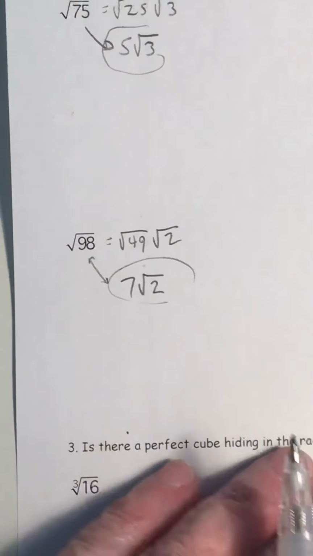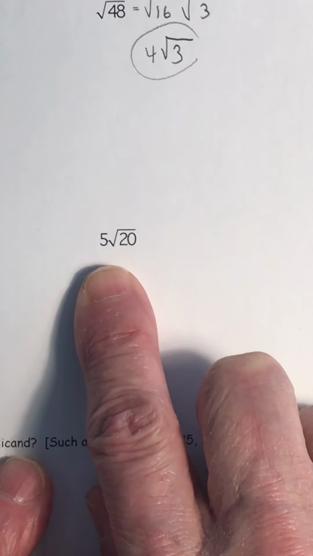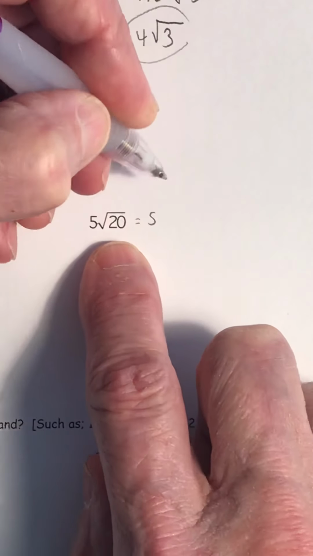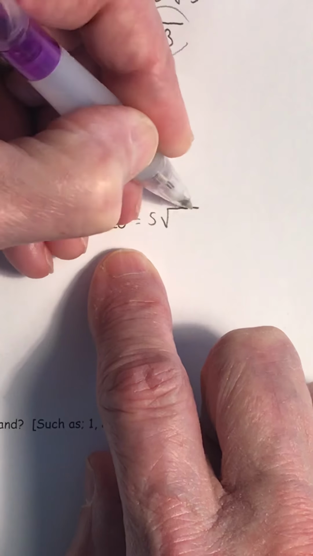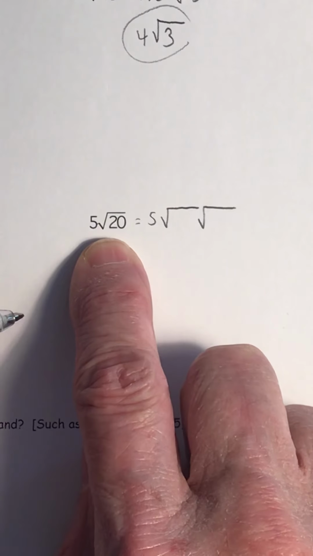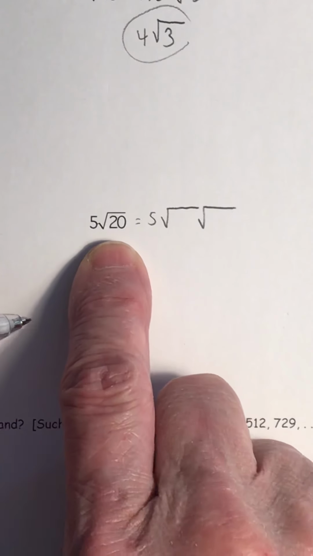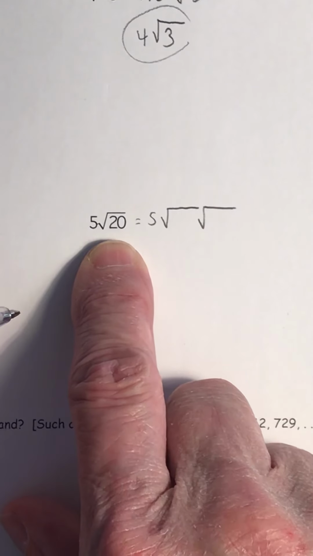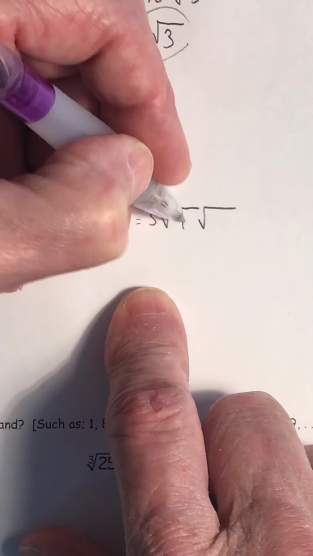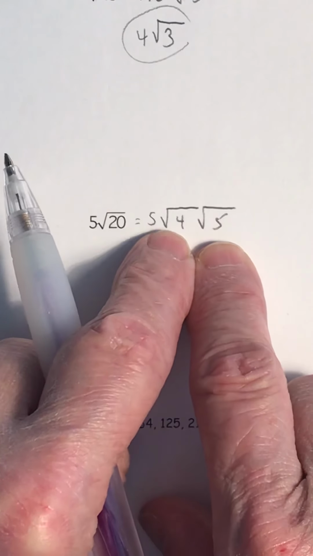Okay. What do we do if there's a coefficient like this? Just keep it. Don't lose it. This is going to be 5 times. Now, how are we going to break up the 20? If we divide 20 by 2, we get 10. 10 is not a perfect square. You can't divide it by 3. Divide it by 4, and you get 5. 5 is not a perfect square, but the thing we divided by 4 is. 20 factors into 4 times 5.